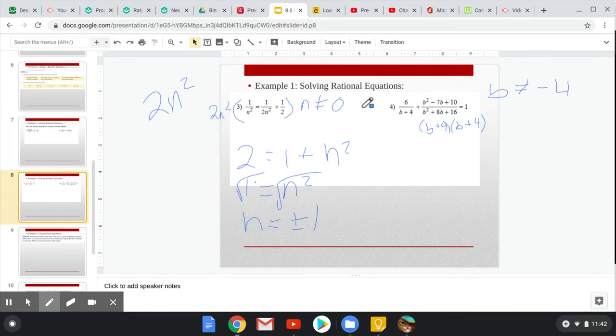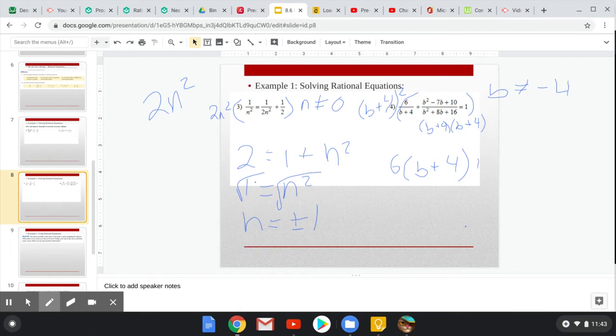So now we can multiply everything by our common denominator. So in this denominator, we have b plus 4 squared, and in this denominator, we just have b plus 4. So our common denominator is going to be b plus 4 squared. And we're going to multiply that by the whole thing. So for our first fraction, one of the b plus 4s will cancel, so we end up with 6 times b plus 4.